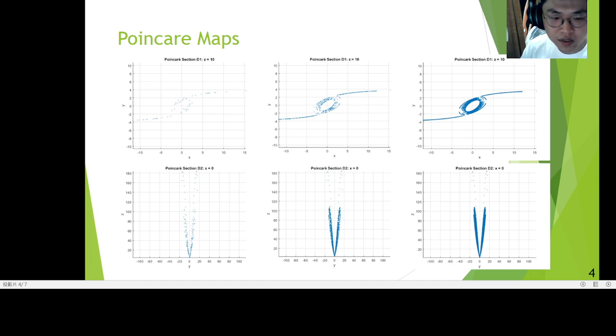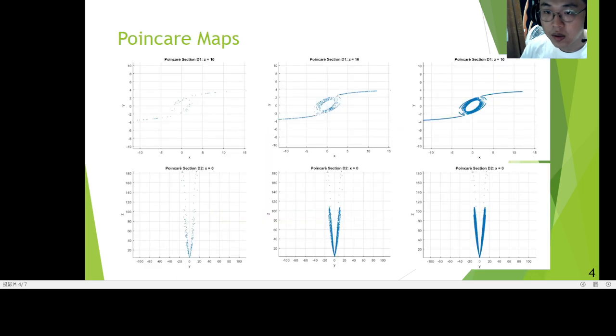Summary: as T-span increases, the system transitions from regular behavior to chaotic behavior, demonstrating the high sensitivity of chaotic systems. In long time range, the system shows greater uncertainty and complex dynamic behavior.